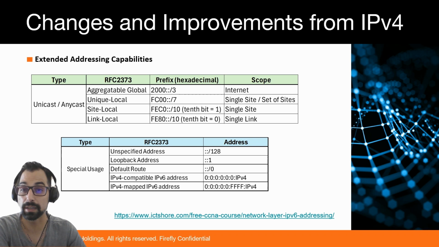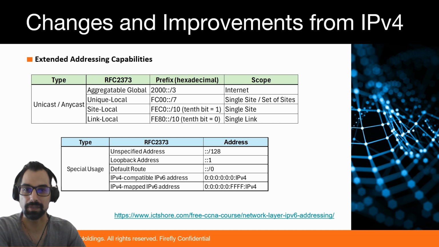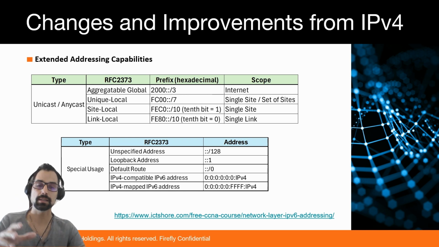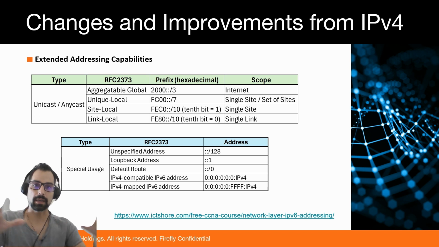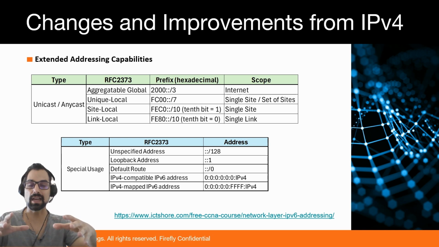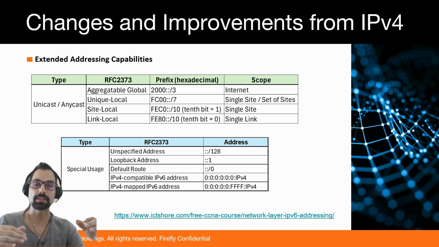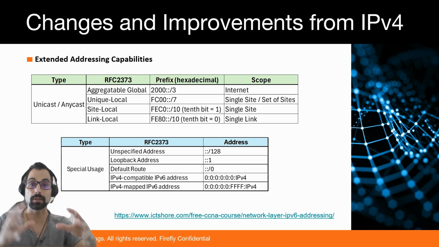RFC 2373 defines a lot of things, but basically these types of addresses, aggregatable global addresses, which start with 2000::/3 for internet. So that means these addresses can be routed in the internet. Then it depends on the scope, maybe starting from a single link, then a site, then a company, and then global, right? So the IPv6 addressing was organized in that way.